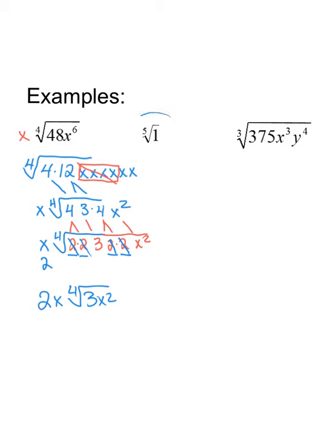Now, this one is kind of a gift. This says the 5th root of 1. That means what times itself 5 times gives you 1? And the answer there is just 1.